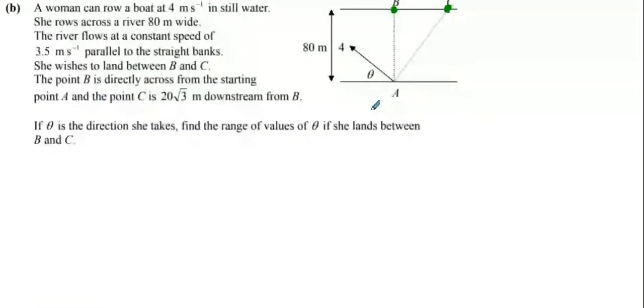The point B is directly across from the starting point, and the point C is 20 root 3 downstream from B. If theta is the direction she takes, find the range of values of theta if she lands between B and C. So we're going to have an inequality answer at the very end.